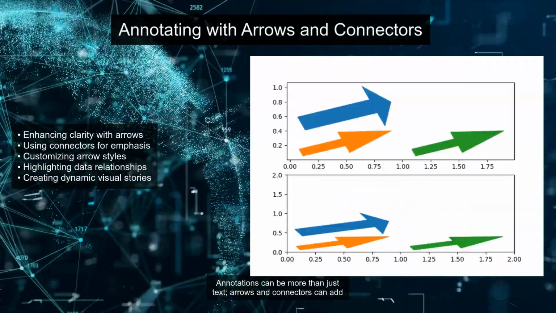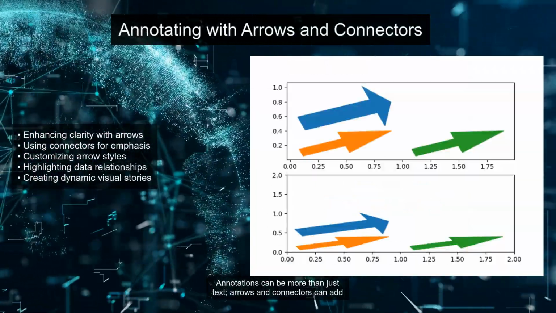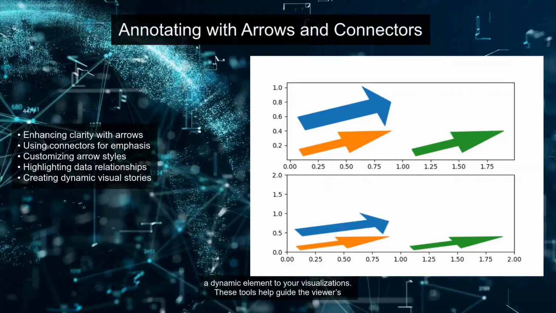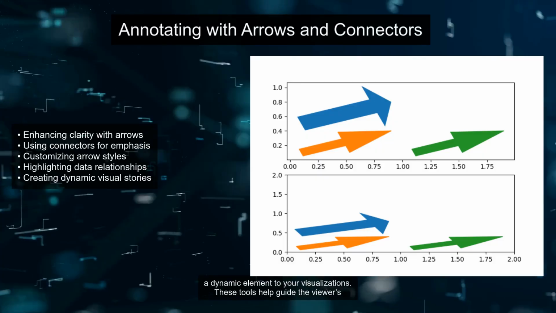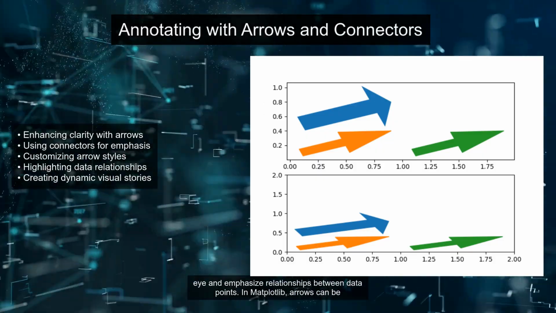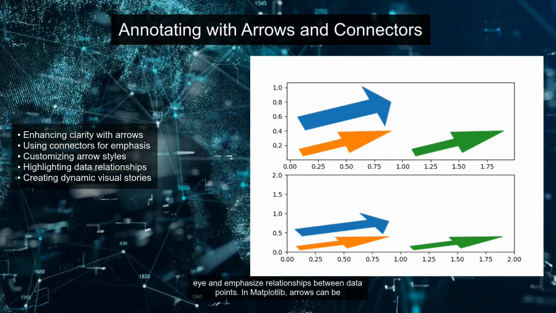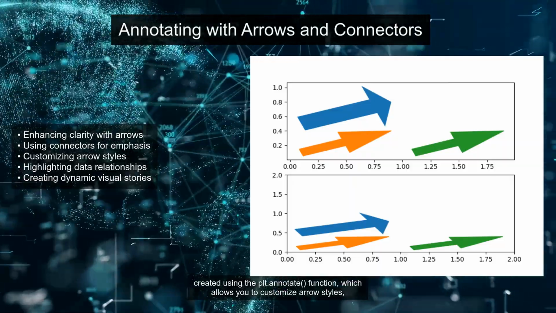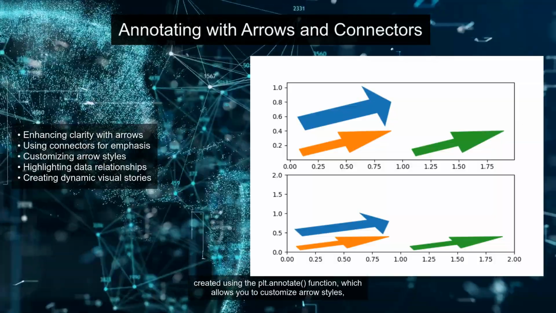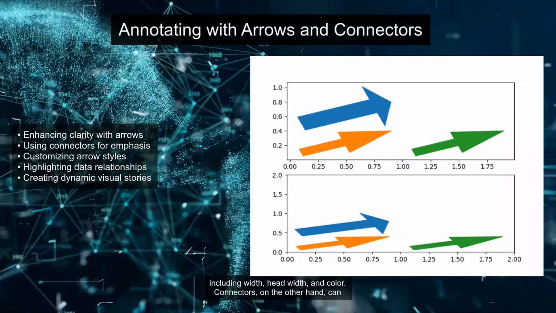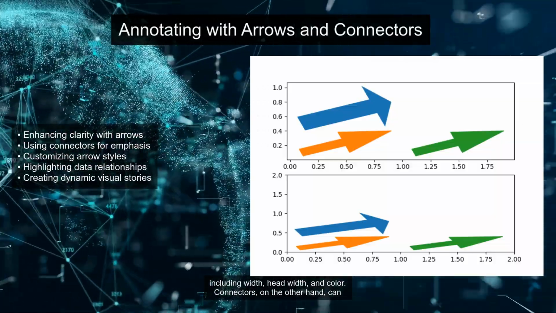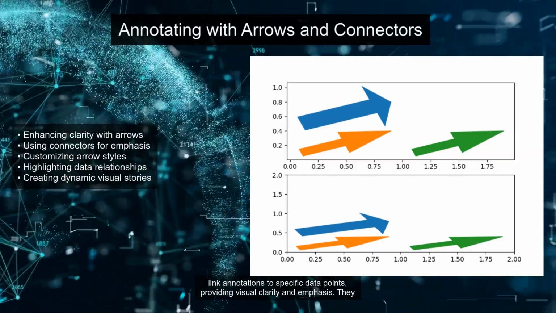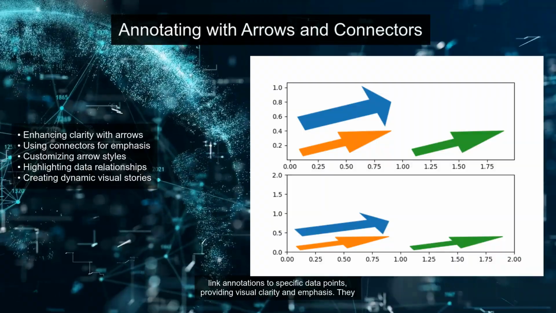Annotations can be more than just text. Arrows and connectors can add a dynamic element to your visualizations. These tools help guide the viewer's eye and emphasize relationships between data points. In Matplotlib, arrows can be created using the plt.annotate function, which allows you to customize arrow styles, including width, head width, and color. Connectors, on the other hand, can link annotations to specific data points, providing visual clarity and emphasis.